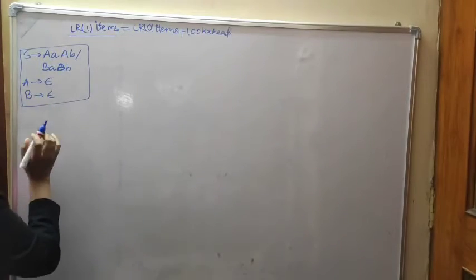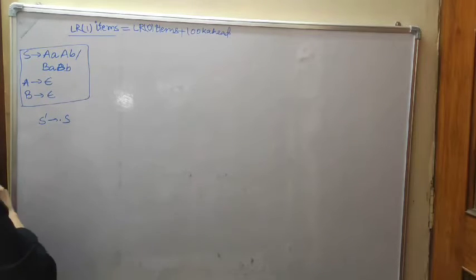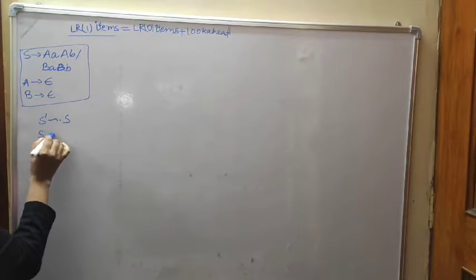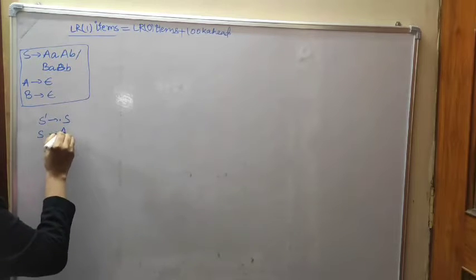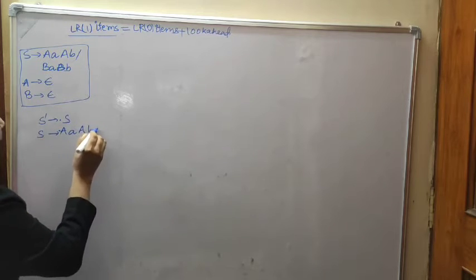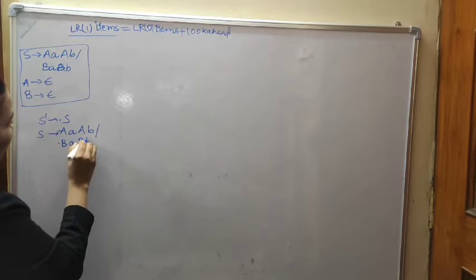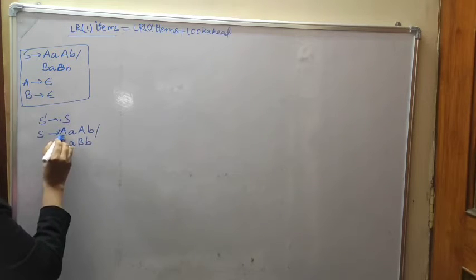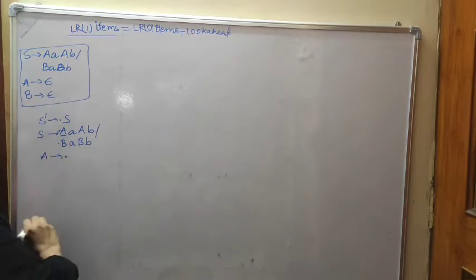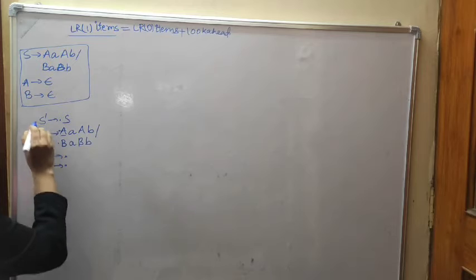Okay, so first I am writing the augmented rule S' to dot S. Afterwards, because of S we write the production rules of S. What is the S production rule? A, B. Okay, and another one is dot B, A, B, B. Because of this A we write the production rules of A. A to dot epsilon is given, so we will write dot. Because of B we write the production rules of B. B to dot.